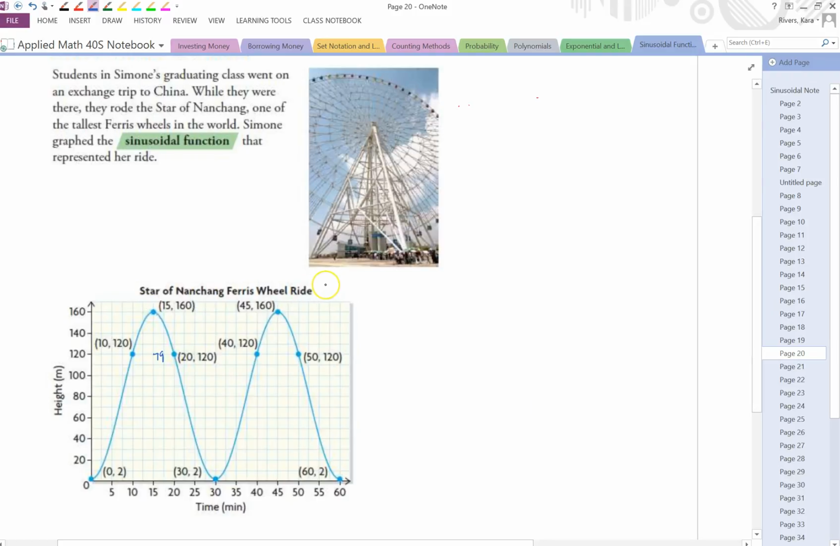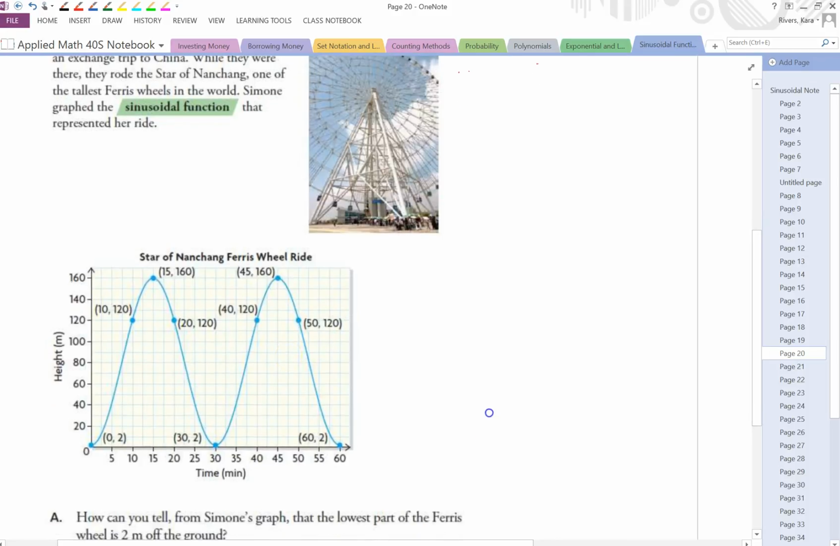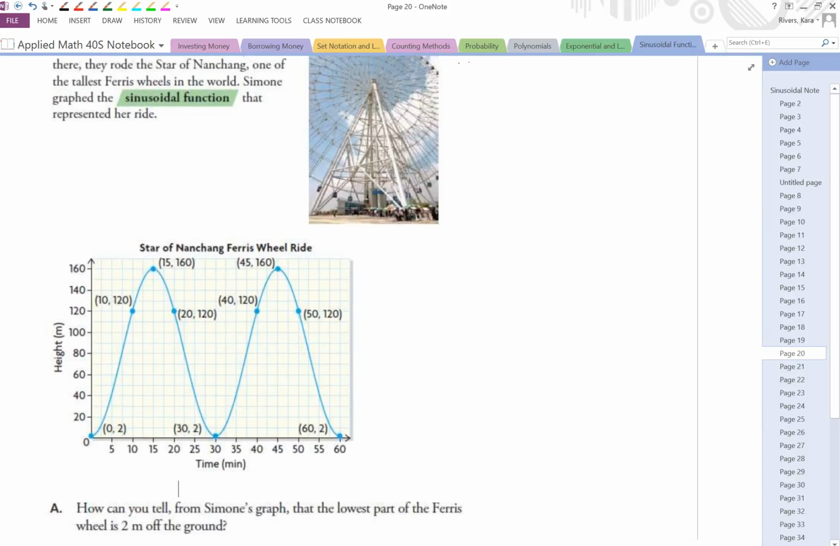We can see the title. We could see some key points here. We've got the height measured in meters. We've got the time measured in minutes, and we can see that sinusoidal pattern. Now the first question says, how can you tell from Simone's graph that the lowest part of the Ferris wheel is 2 meters off the ground?